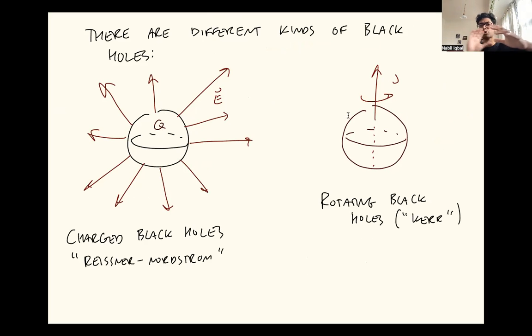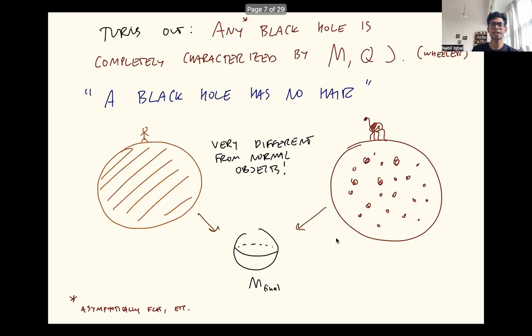And you can also have a black hole that rotates. Black holes that spin exist. And they have some angular momentum, which I'm going to call J. And these black holes are called Kerr black holes. Okay. So now, let me tell you one profound and kind of counterintuitive fact about black holes. It turns out that any black hole can be completely characterized by these three numbers: the mass of the black hole, the charge of the black hole, and the angular momentum of the black hole.